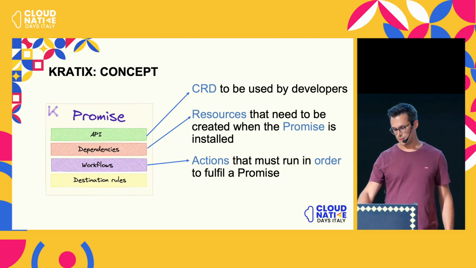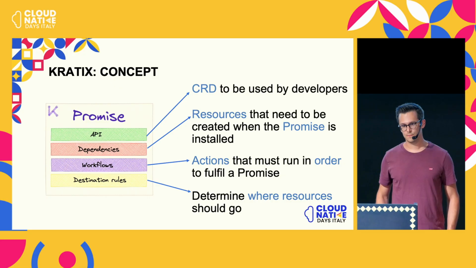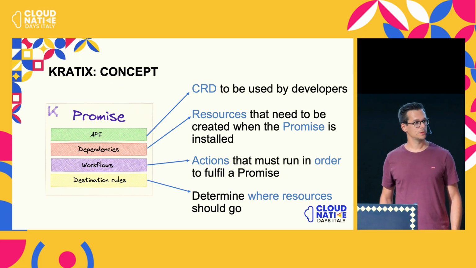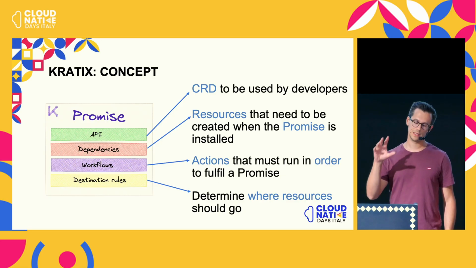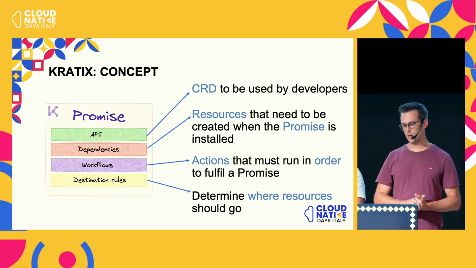And there is also the last section, destination rules. Think of this as if you, as a platform engineer, want to create a new service and you want to first test that out only on dev environments. Then you could say, hey, this promise should only be able to work on dev environments. This is something you can do with these destination rules.